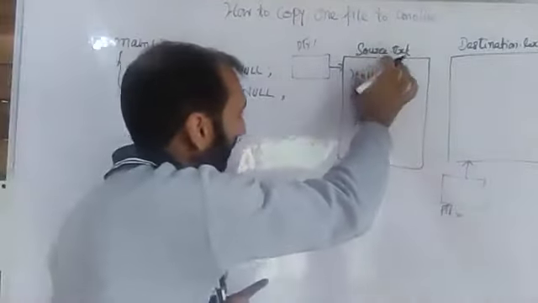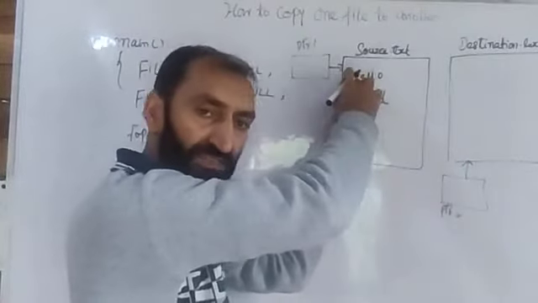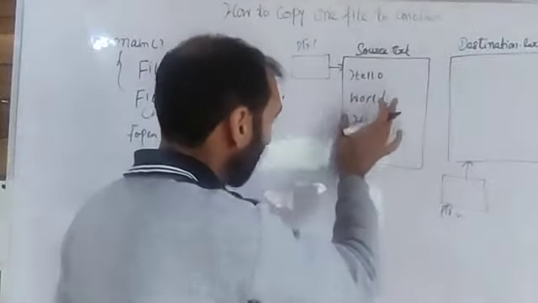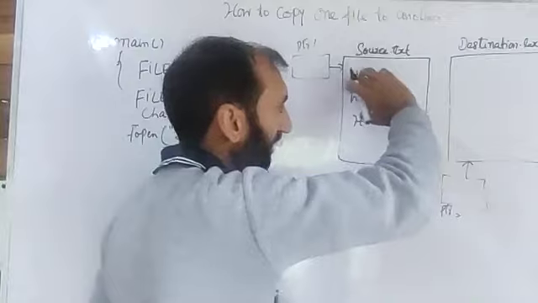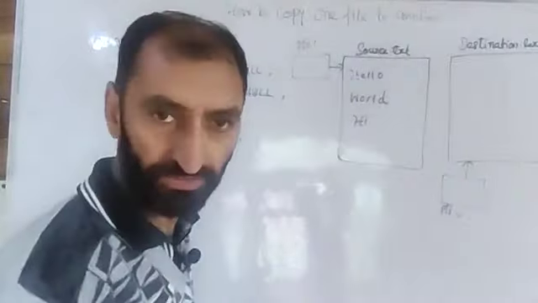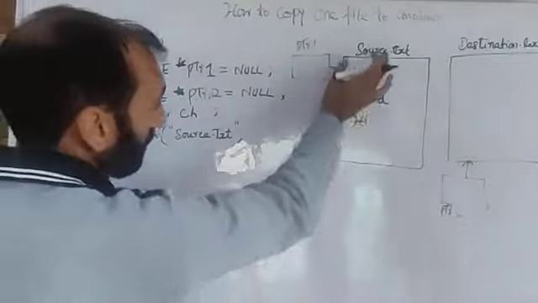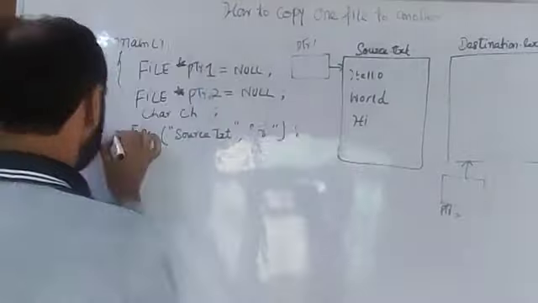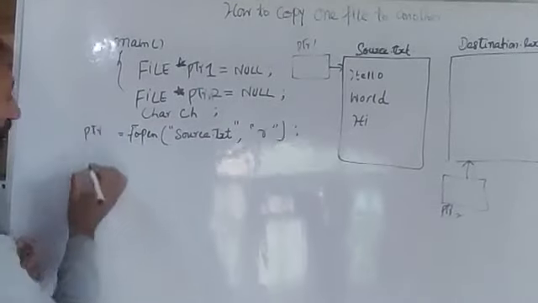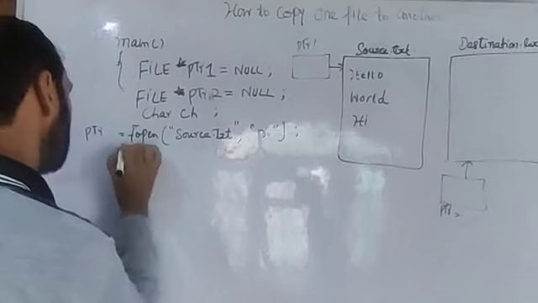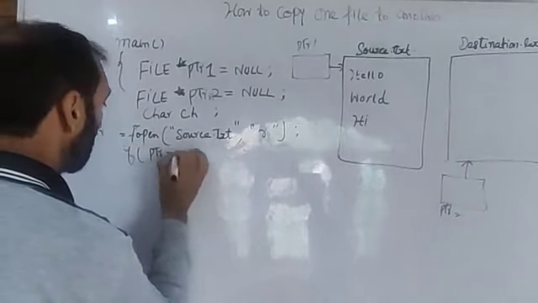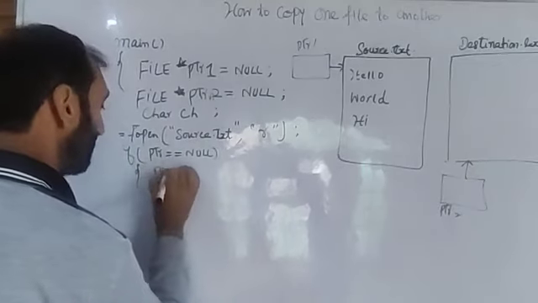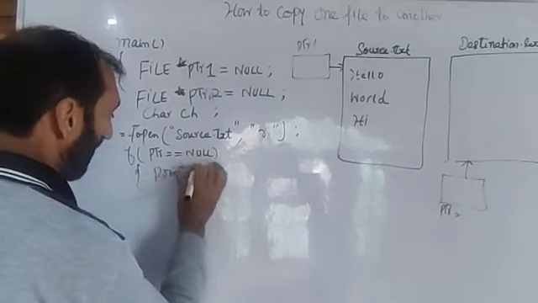We want to open it in read mode because we have to read these contents. We have not written anything to this file. We only read these contents and then copy them into the destination file. So obviously we open this file in read mode only, and it will return a pointer. If ptr1 is equal to NULL, then printf simply "file not exist".